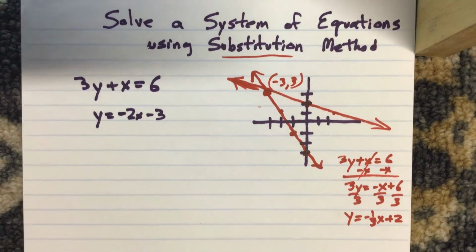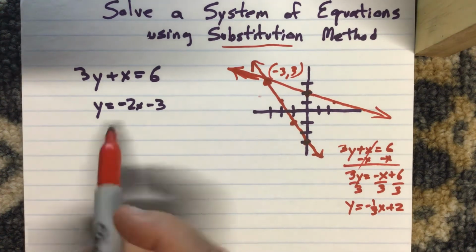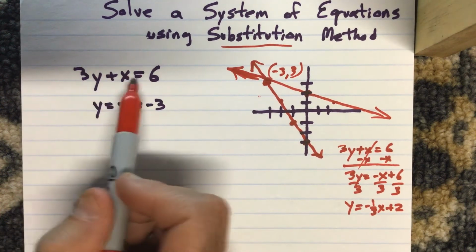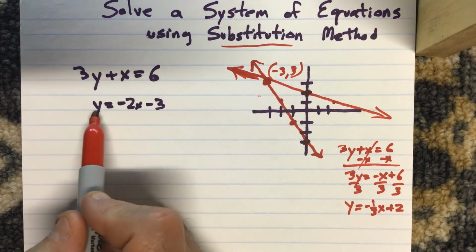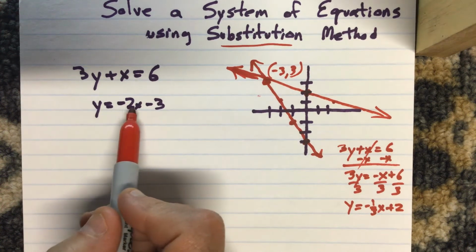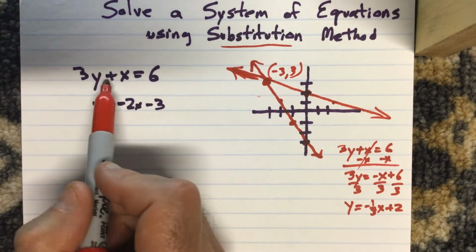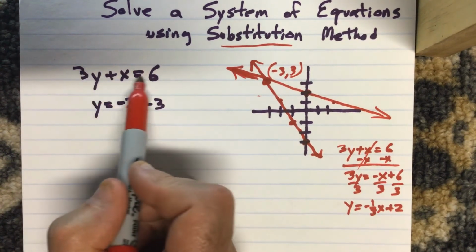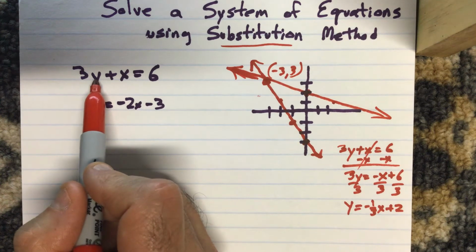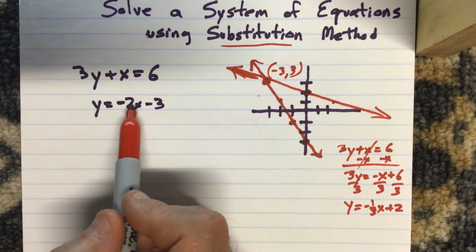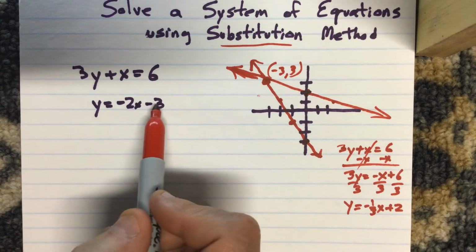So here we go. The substitution method is literally when you plug one function into the other function. So this here says that y is equal to -2x minus 3. So it's telling me what y is equal to. So in this function, I'm going to rewrite it, but instead of calling this y, I'm going to substitute in what y is equal to, which is -2x minus 3.